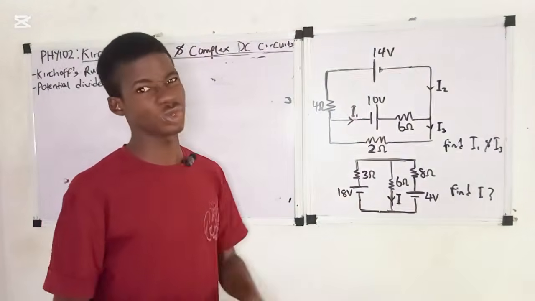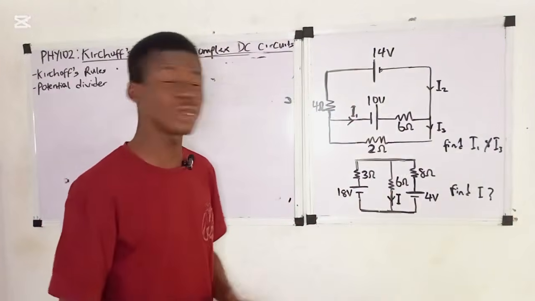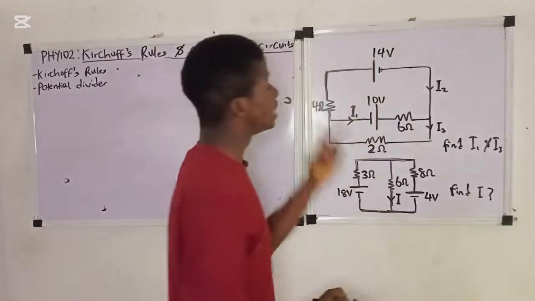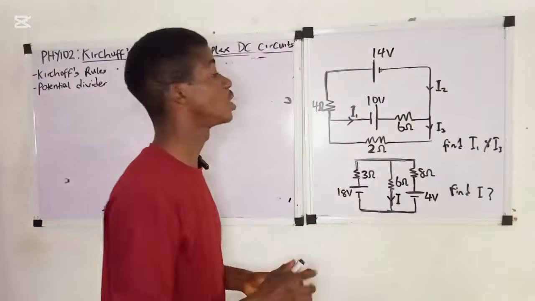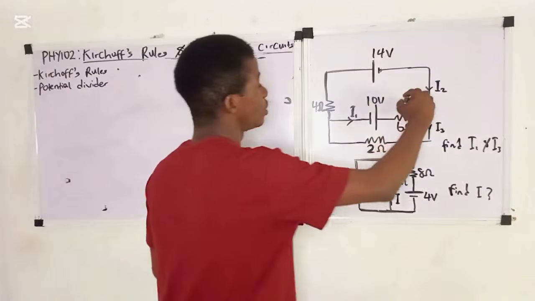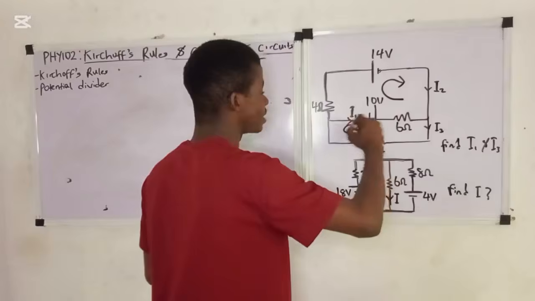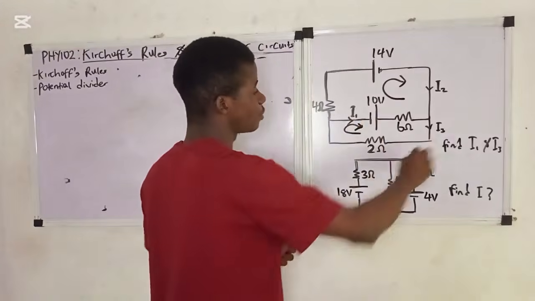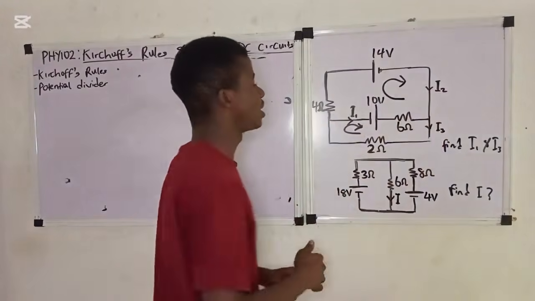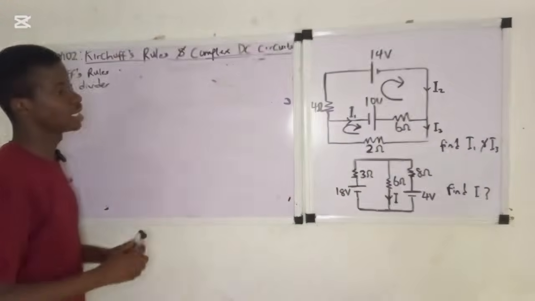So the first thing I'm going to do is know the number of loops. How many loops are in this circuit? It's two loops, right? Then the next thing is to assign a direction to the loop. I prefer using clockwise. So clockwise here means that we start from here, go like this, and end here. So that is it.